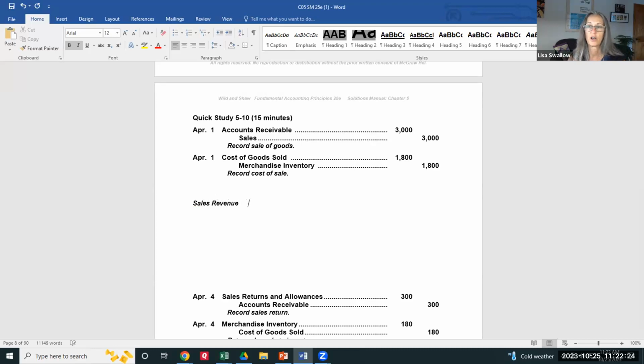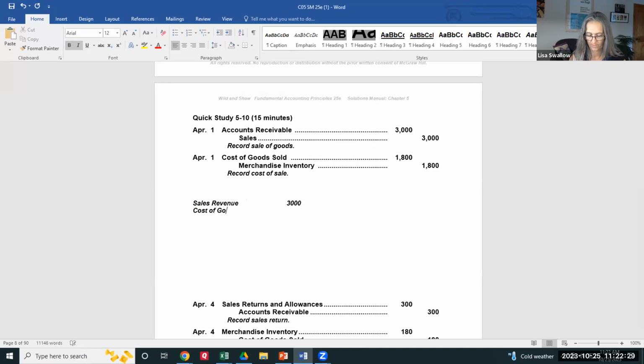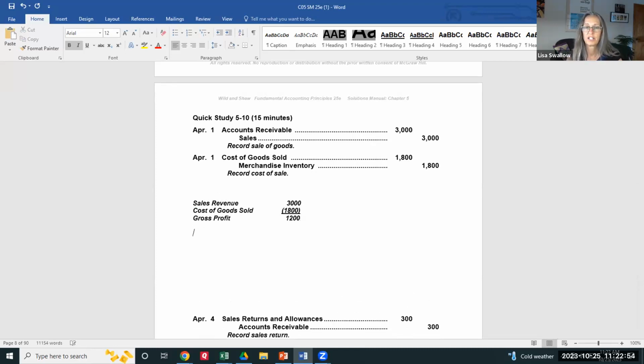This was all I did all month, was make this one sale. This is a negative number, so I'm going to put it in brackets. Okay. So I've got now, it looks like gross profit of $1,200. Gross profit is a term that means the amount left over to cover everything else.